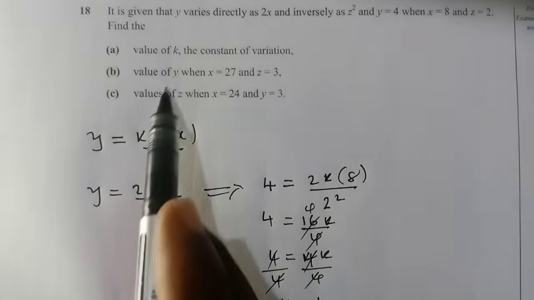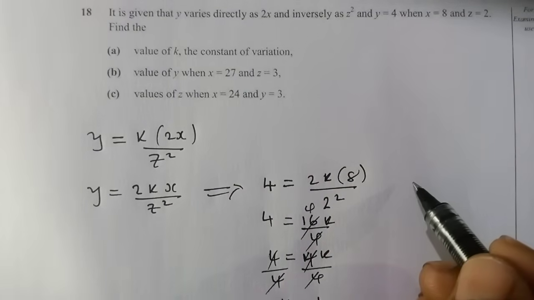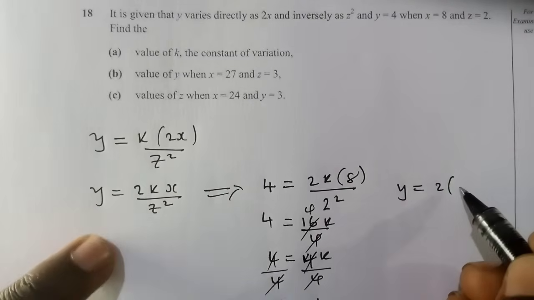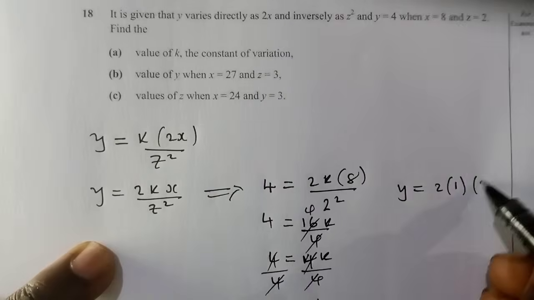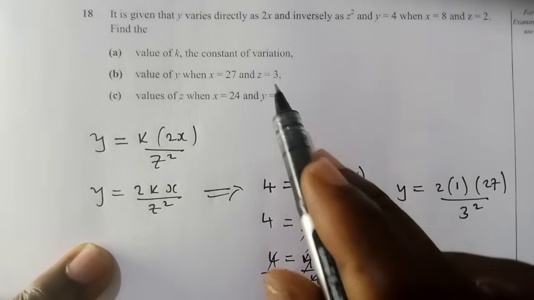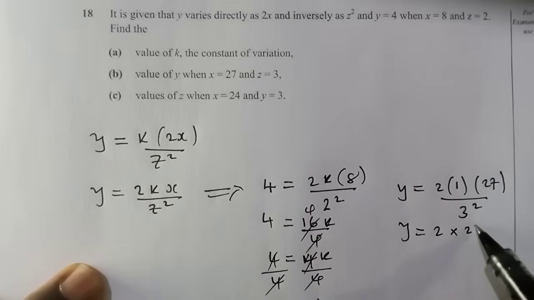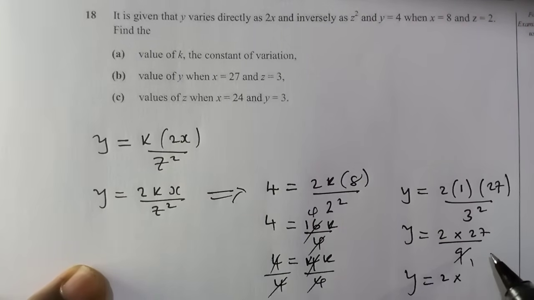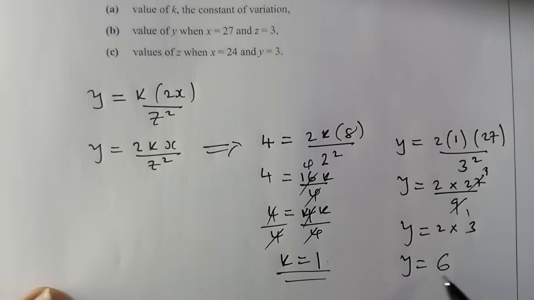Now here they want us to find y when x is equal to 27 and z is equal to 3. So almost the same, we say y will be equal to 2 times our k, which we just found to be 1, times x, which they've said is 27, over 3 squared, because z they have said is 3. So we can solve. Here we have 2 times 27 over 9. Y will be equal to 2 times, 9 into 9 is 1, 9 into 27 is 3. So 2 times 3. Y will be equal to 6. So y is 6.